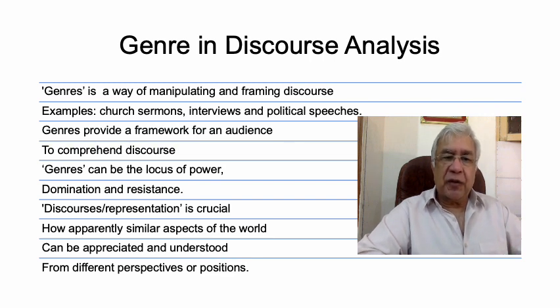The domination is the way one develops a genre and discourse in order to influence the people, and what type of resistance is there on the part of the people who want to resist this.